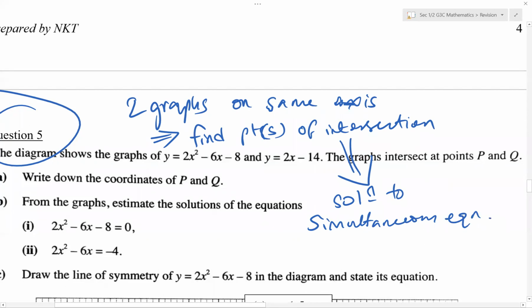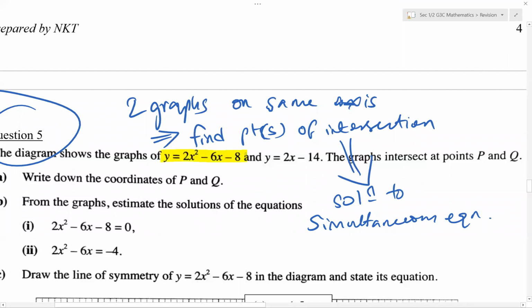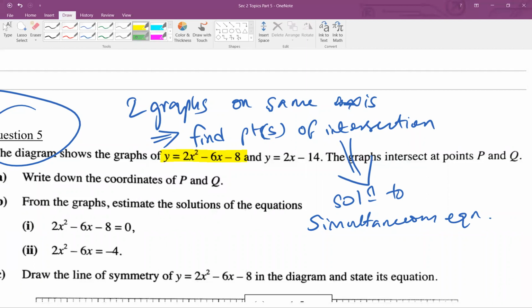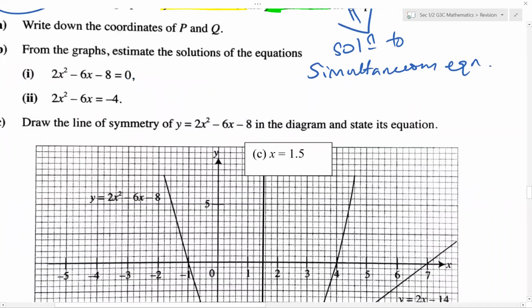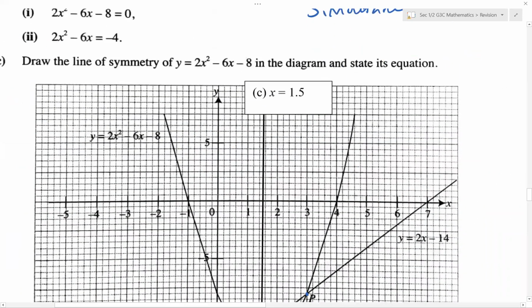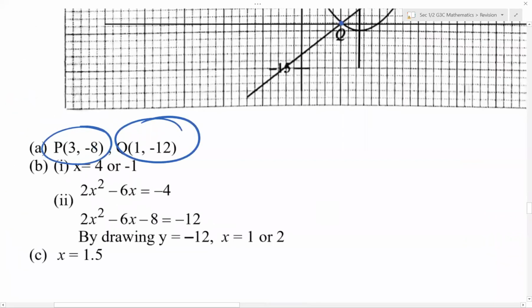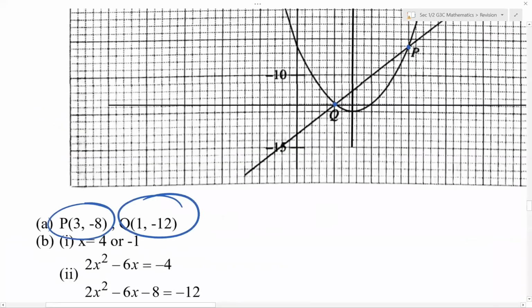So in this case, what are the simultaneous equations? We have the first equation highlighted in yellow, the second equation in green. If I try and solve the 2 of them simultaneously, meaning at the same time, we will end up with these solutions. We have x equals 3, y equals -8, or x equals 1, y equals -12. Two sets of solution.